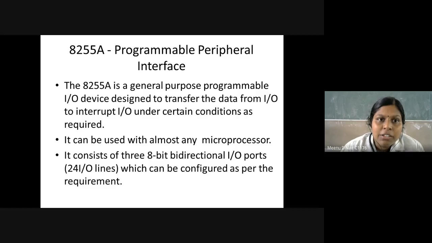Okay, you understood? So 8255 is nothing but a chip to transfer as well as receive data from outside devices. That is the main purpose. Another thing is it is compatible with all types of microprocessor. And the third point is it has a total of 3 input output ports, and they are bidirectional. Bidirectional means you can transfer as well as receive your data. That is the meaning of a bidirectional port.